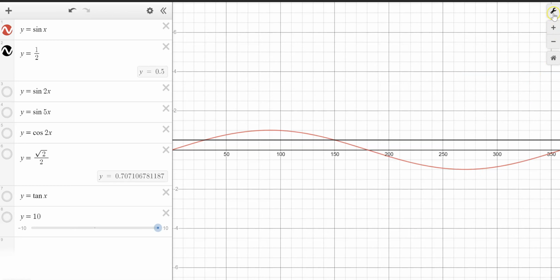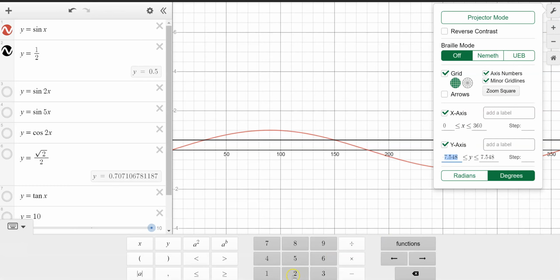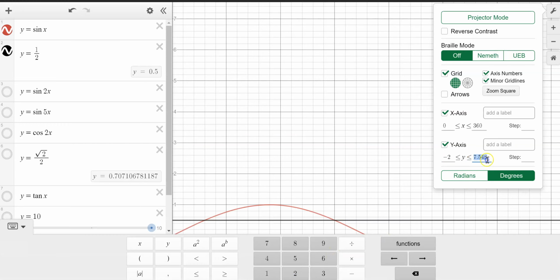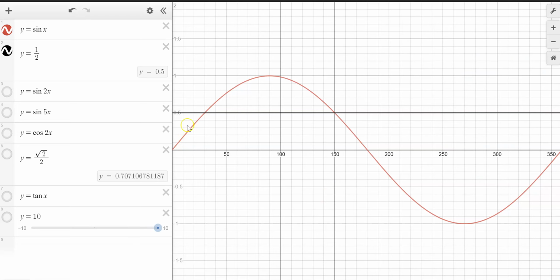Now you can get really crazy with this one. So we know our sine graph doesn't go below -1, so we could change that to -2 and that to +2. And we get this for our graph, so we get a better view. We know it's not going to go above 1 or below -1.